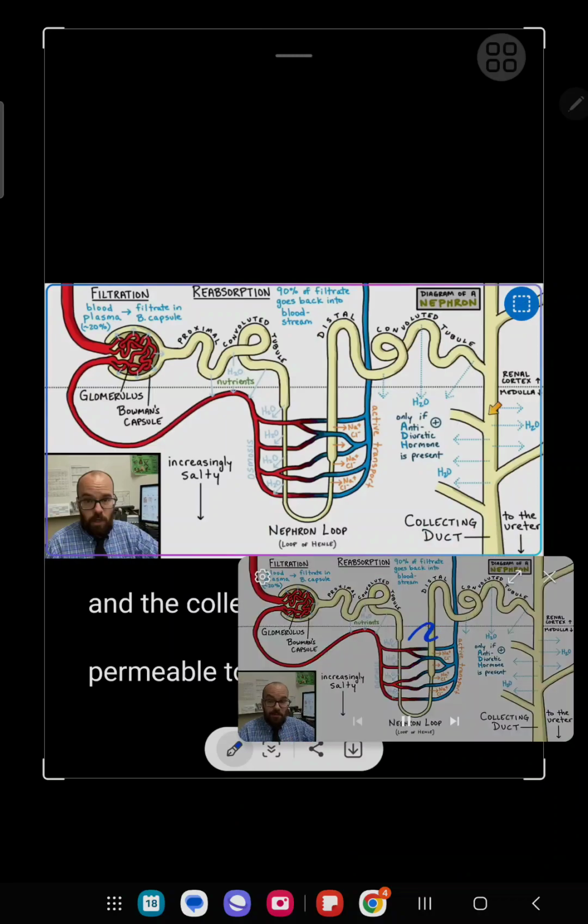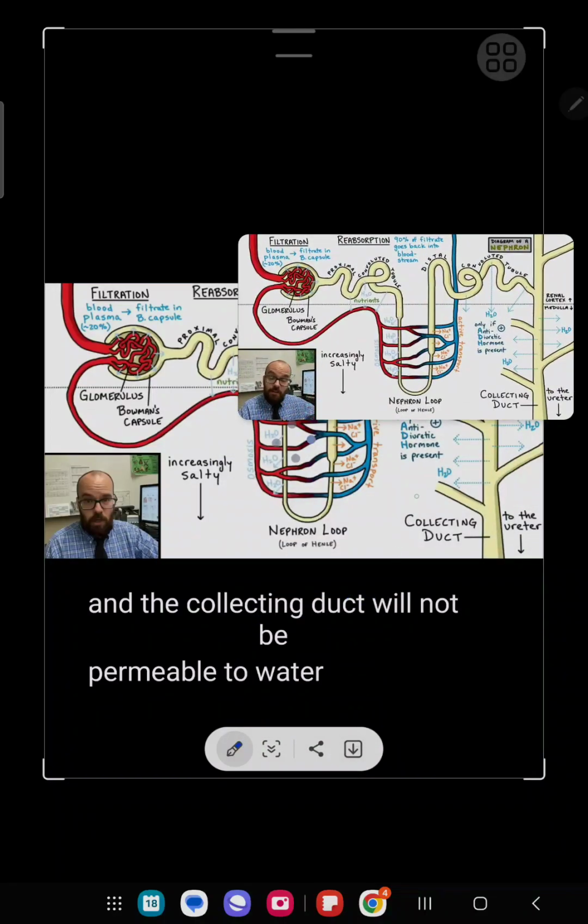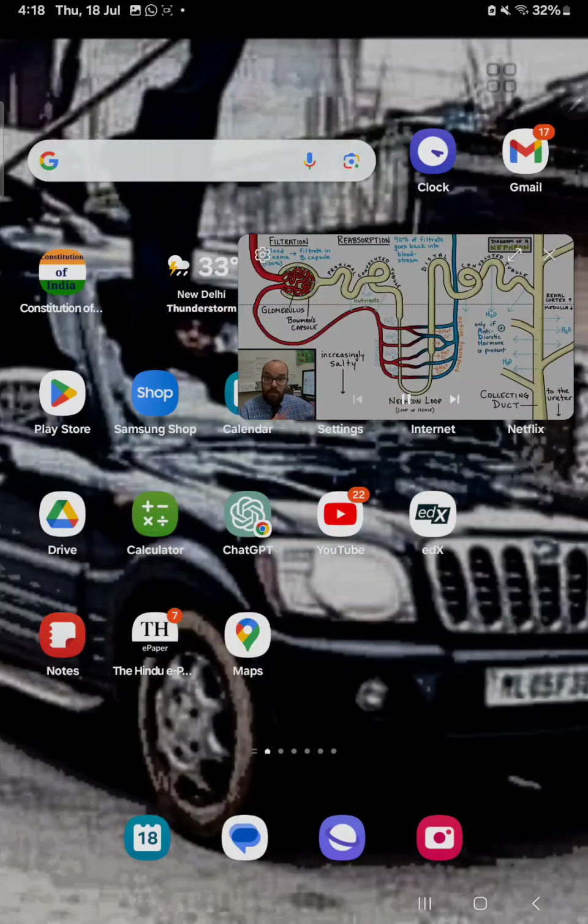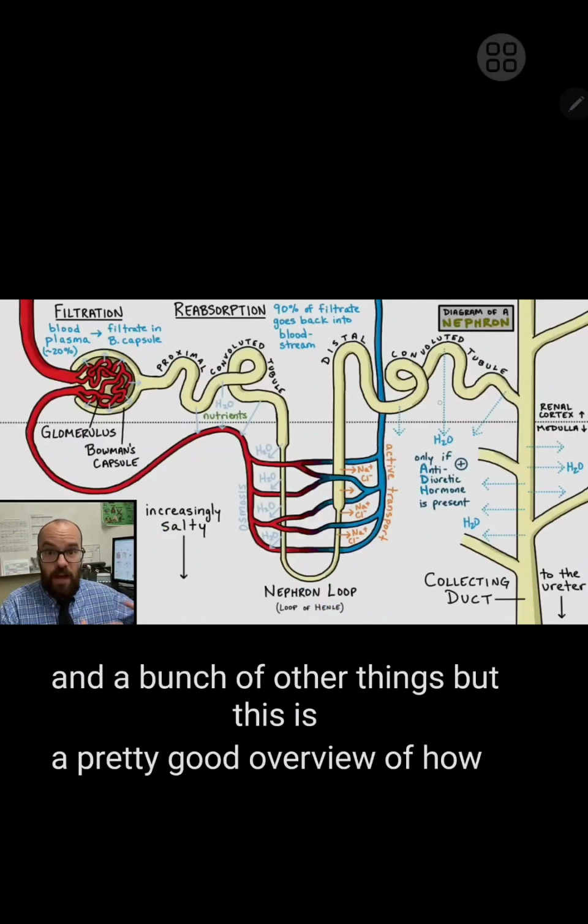Now, filtration and reabsorption of the kidneys is a lot more complex than what I've presented in this diagram. There's lots of other ions involved, there's other hormones involved like angiotensin 1 and 2 and aldosterone and a bunch of other things. But this is a pretty good overview of how the system works.